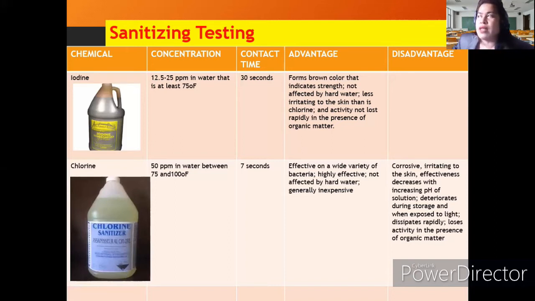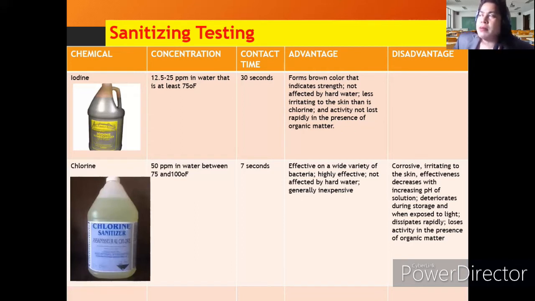There is also what is called soft water. Those are distilled and purified water, which are already soft water. Okay? At the same time, chlorine is not that expensive. So that is another advantage of using chlorine. As for the disadvantage, unlike iodine, which has none, chlorine, aside from its benefits, also has negative effects. It is corrosive.